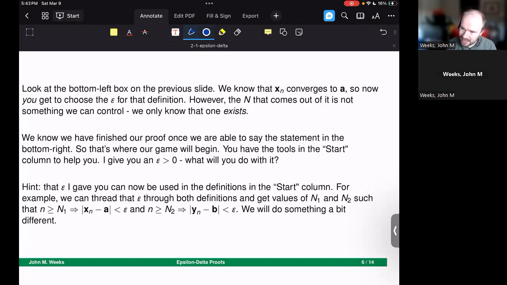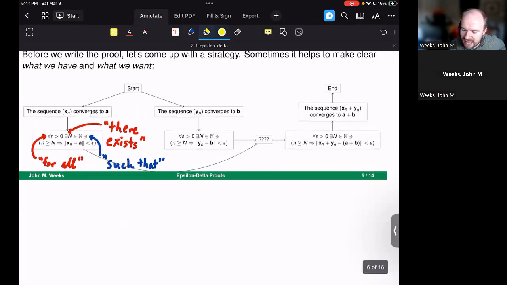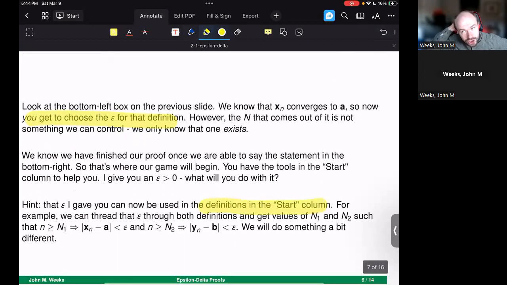So here's a hint to kind of get us started. That epsilon I gave you can now be used in the definitions in the start column because you get to choose what that epsilon is. I've given you an epsilon to start the game. If we successfully say this last sentence here in this box, then we win the game. And that's our goal, is to say whatever is inside of this box successfully. You get to choose what values of epsilon are given in the bottom left corner. It's just that the values of n that you get out from it, you can't control.